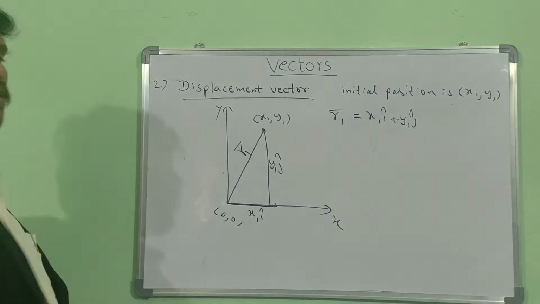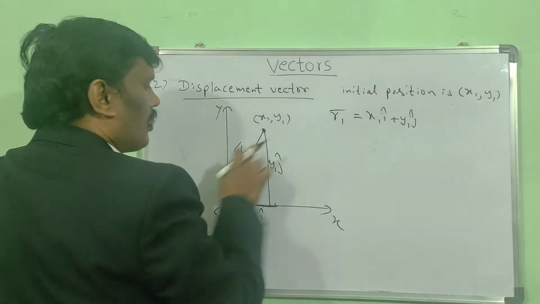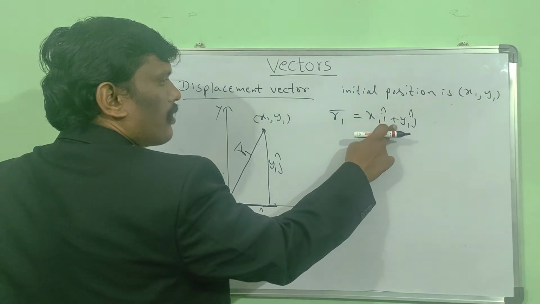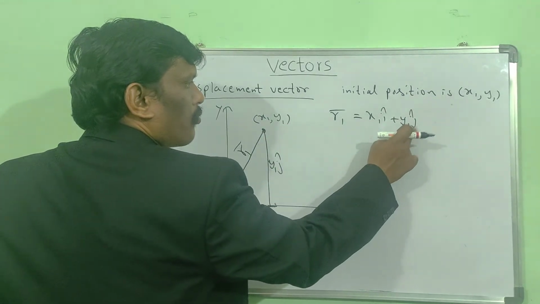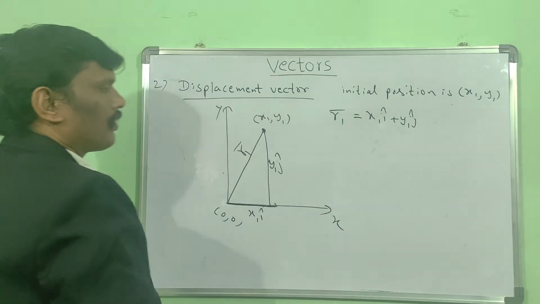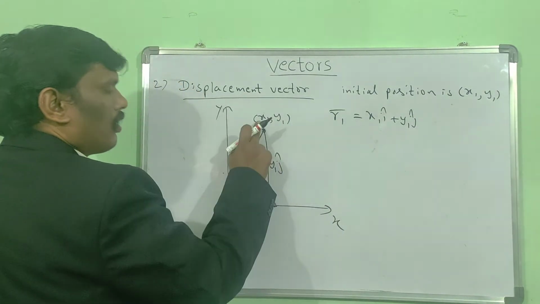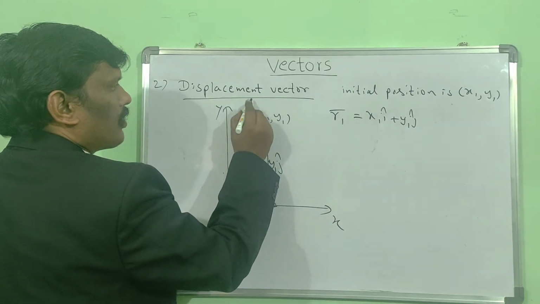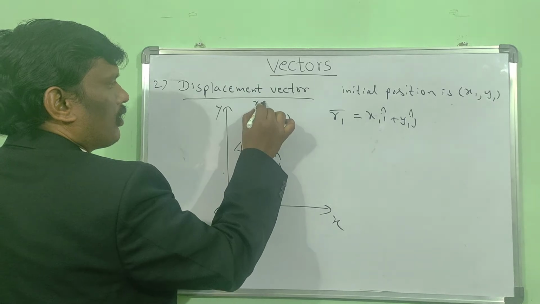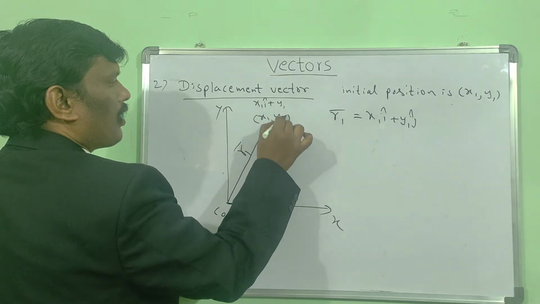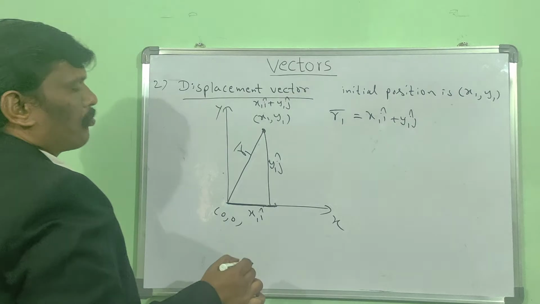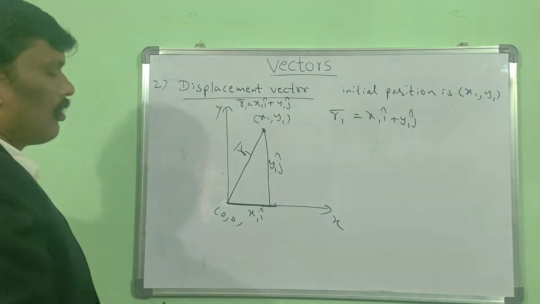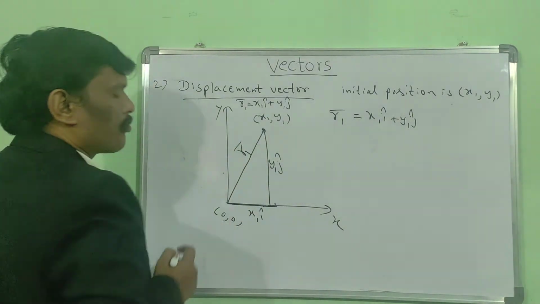That means position x1 comma y1 means simply the position vector: x1 units along the x direction plus y1 units parallel to the positive y-axis. That is only the position vector r1 bar. So this is the initial position, this is the initial position vector.